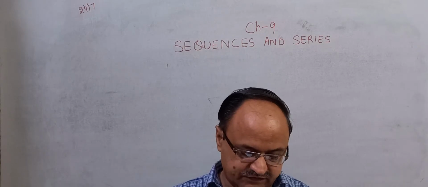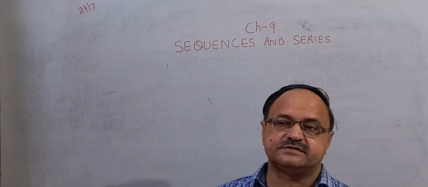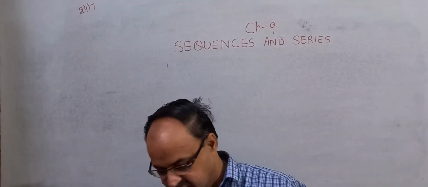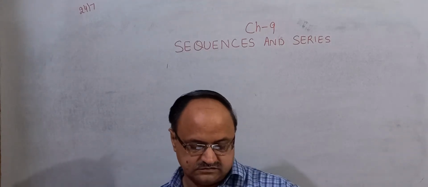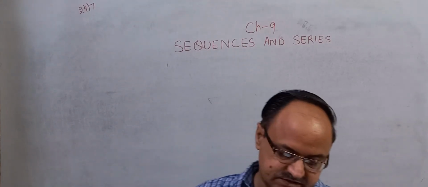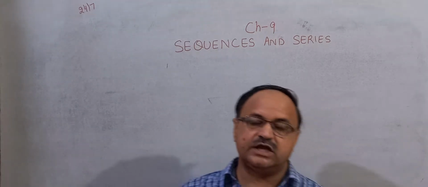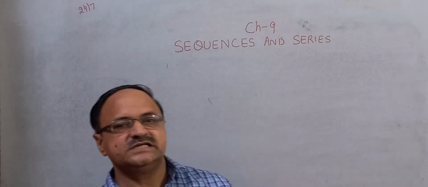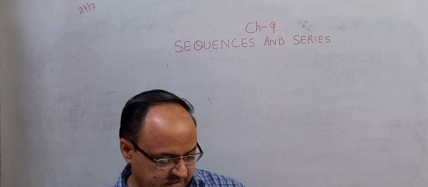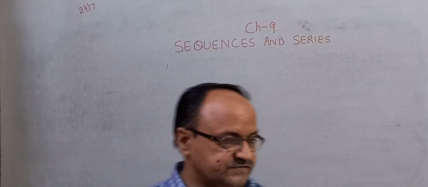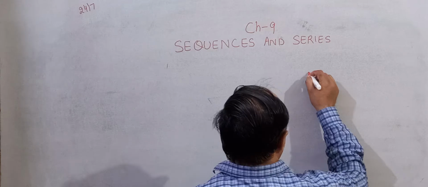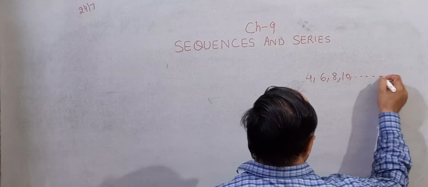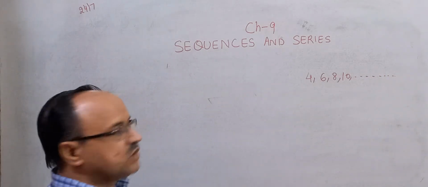You know that sequence. What is sequence? A sequence containing a finite number of terms is called a finite sequence. And if the sequence contains an infinite number of terms, then it is called an infinite sequence. Clear? This is called sequence. For example, 4, 6, 8, 10. This is called a sequence.